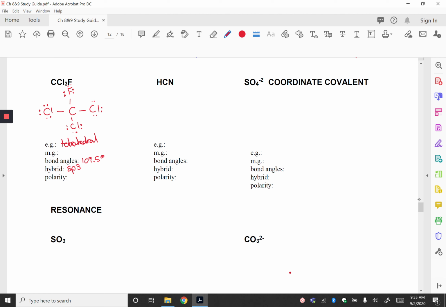For this shape, there are no lone pairs on the central atom, which tells me that the electron and molecular geometry are the same, or you can think, oh, I have a carbon, and 4 things coming out at 109.5, so it looks like a tetrahedral. Now, if all of these were chlorines, then it would be nonpolar.